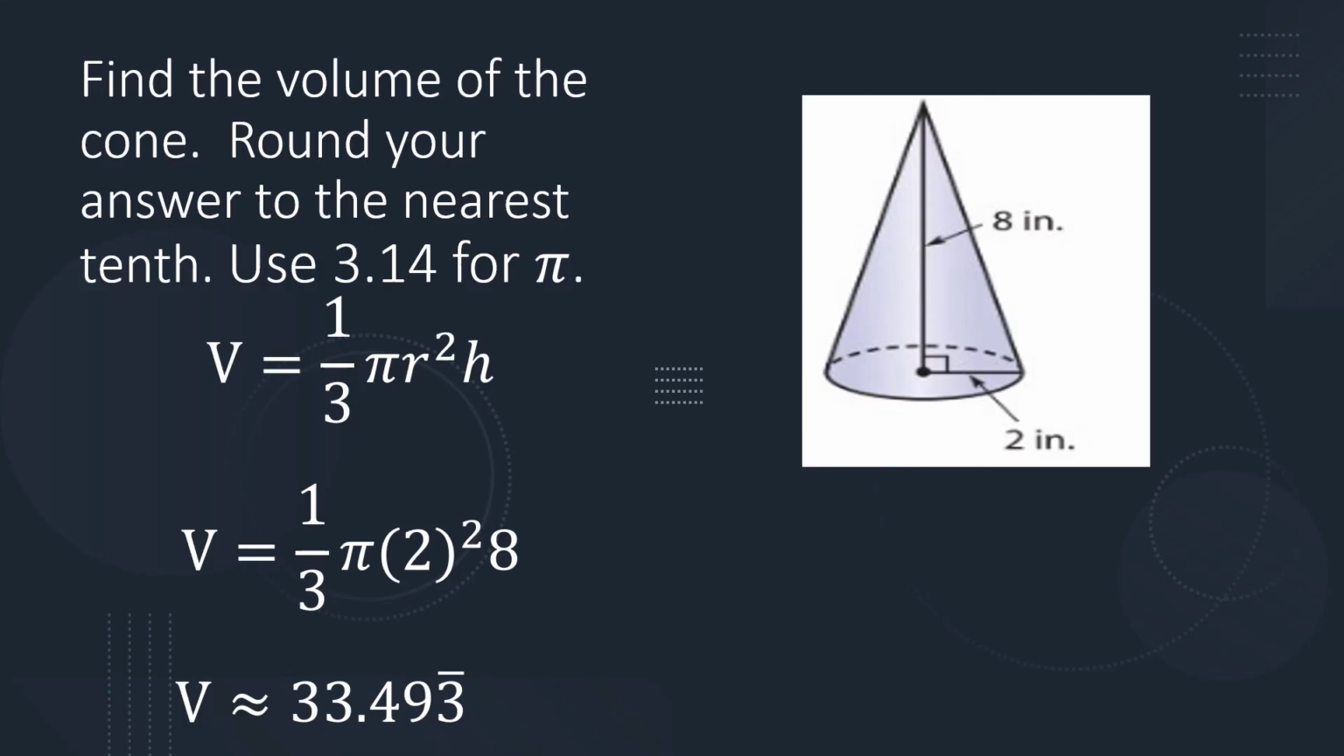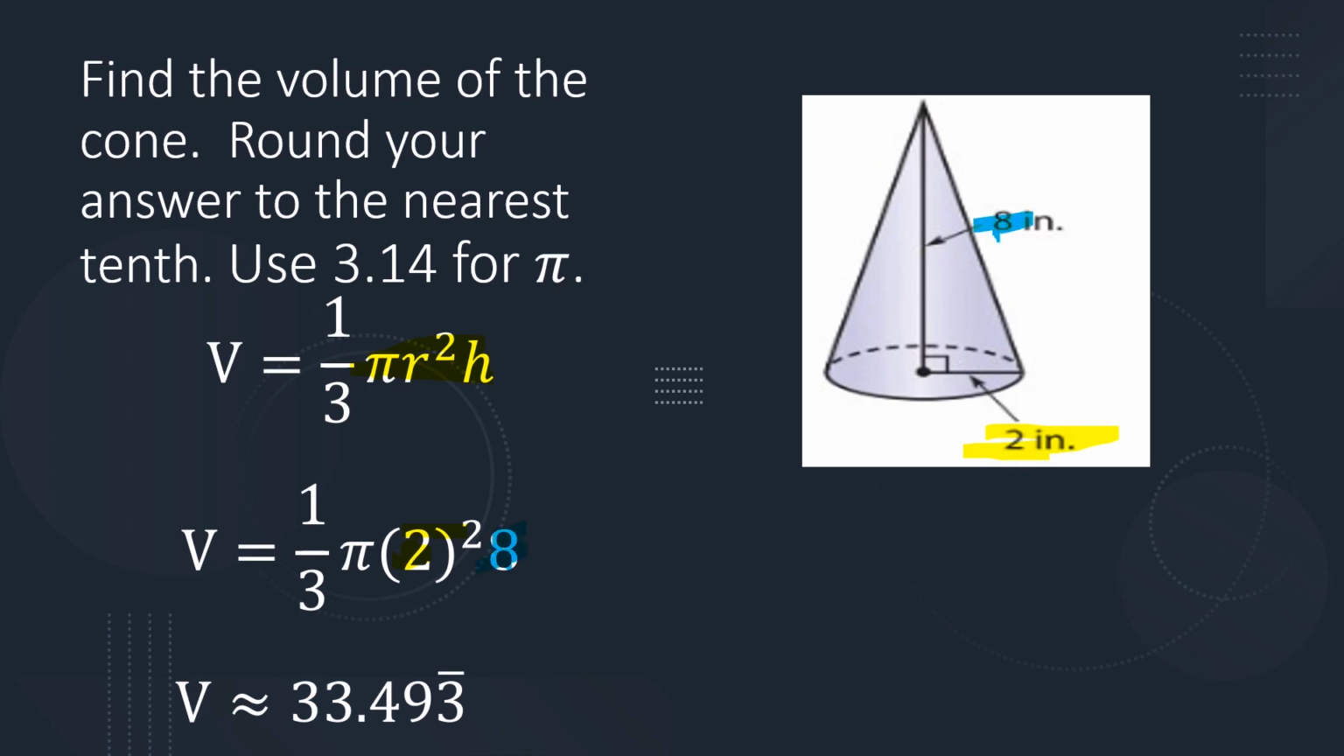All right, so let's take a look at our first example. So we need to find the volume of this cone, and we're going to round again to the nearest tenth. So when you take a look, we're going to see a lot of similarities to our formula, pi r squared times h, except we're going to only use 1/3 of that because we have a cone and not a cylinder. So our radius is 2. Our height is 8.